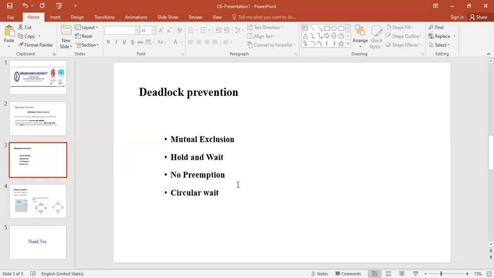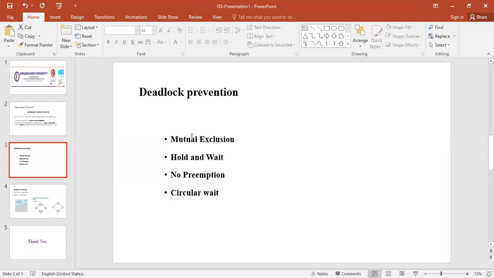It will depend on the four characteristics of the deadlock state. These four characteristics we already discussed in the last session. The first one is mutual exclusion, the second one is hold and wait, the third one is no preemption, and the fourth one is circular wait. If we solve any one of these, or if the process cannot enter that state, automatically the deadlock will not occur.